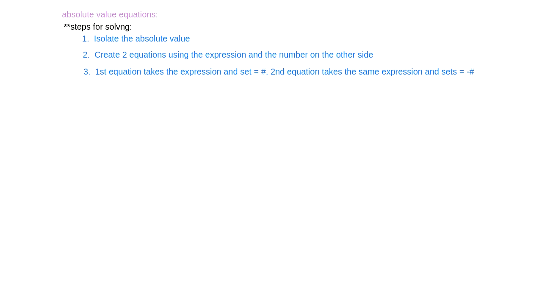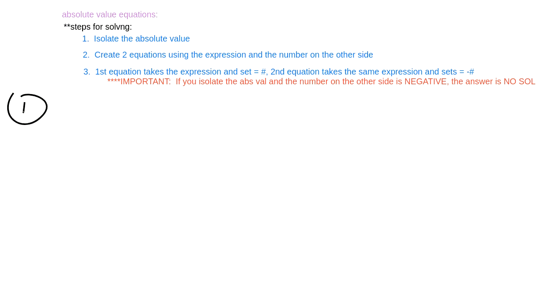So the only time that can possibly happen is if you isolate and you have a negative on the other side. If it's positive, you can solve this thing just fine. So I want to take a look at one of these so that you can kind of see what I'm talking about here. And I'll do a kind of a basic one here. So here's my first one. We'll say absolute value x plus 2 minus 5 equals 3.